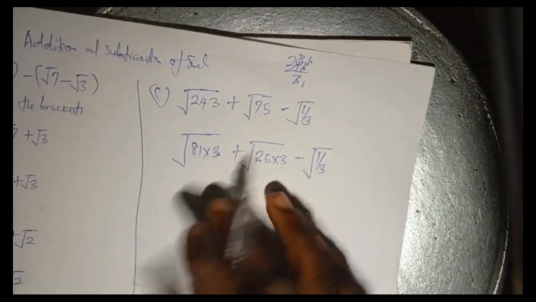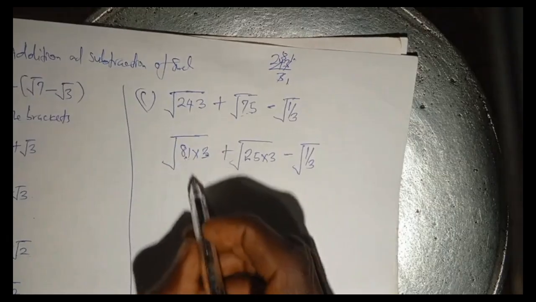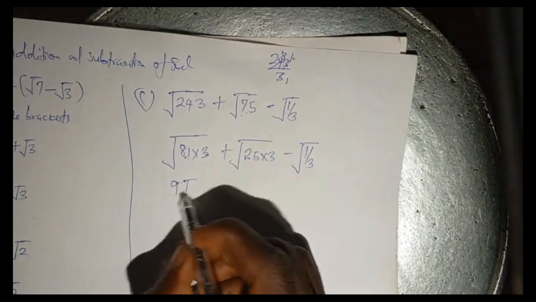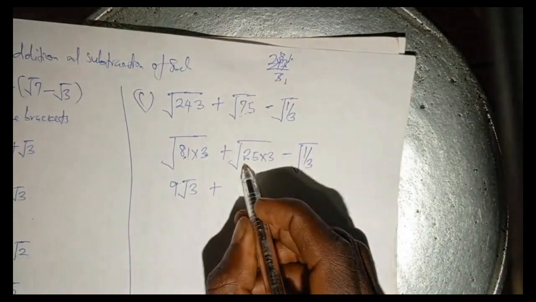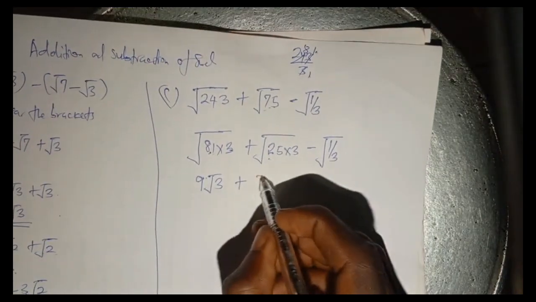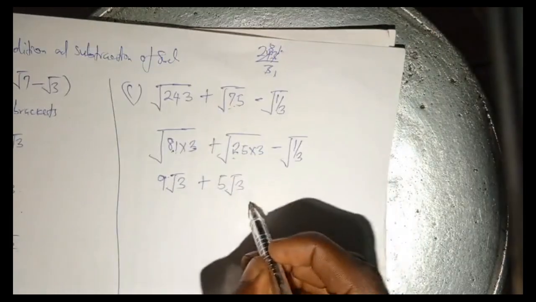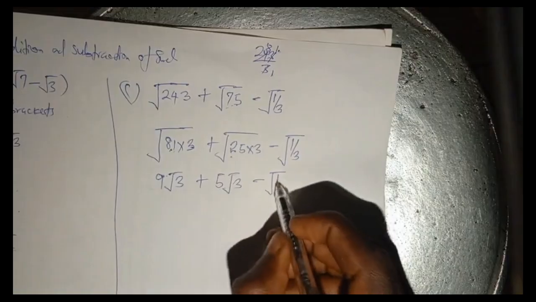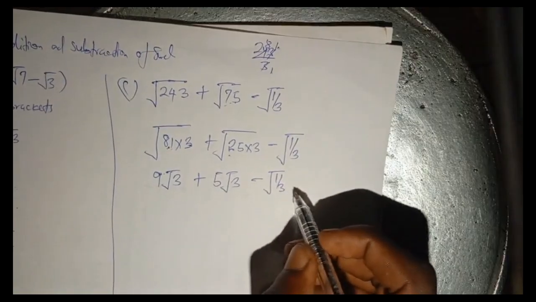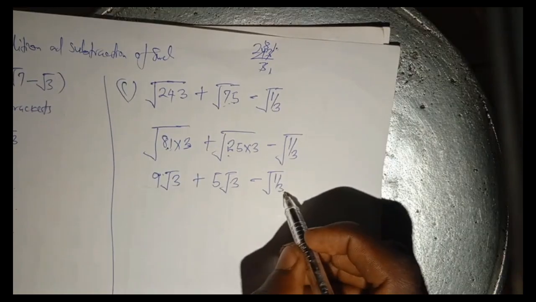So root of 81 is 9. Therefore 9 root 3 plus root of 25 is 5, 5 root 3, right? Then minus root 1 over root 3, root 1 over 3.